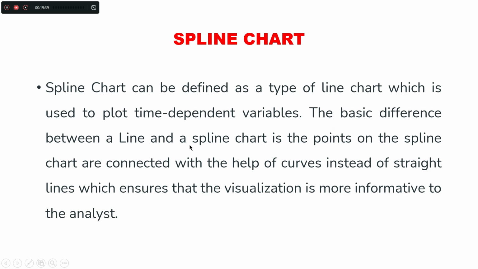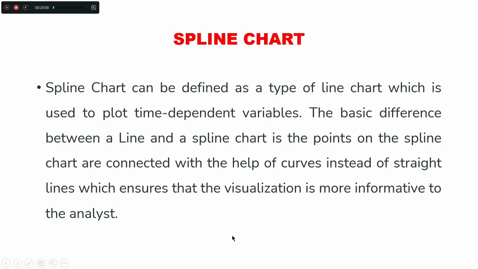The basic difference between the line and spline chart is the points on the spline chart are connected with the help of curves instead of a straight line. So in the line chart, we draw a straight line to connect the different points of data. But in spline chart, we are drawing the curves between two different points. That is a spline chart.